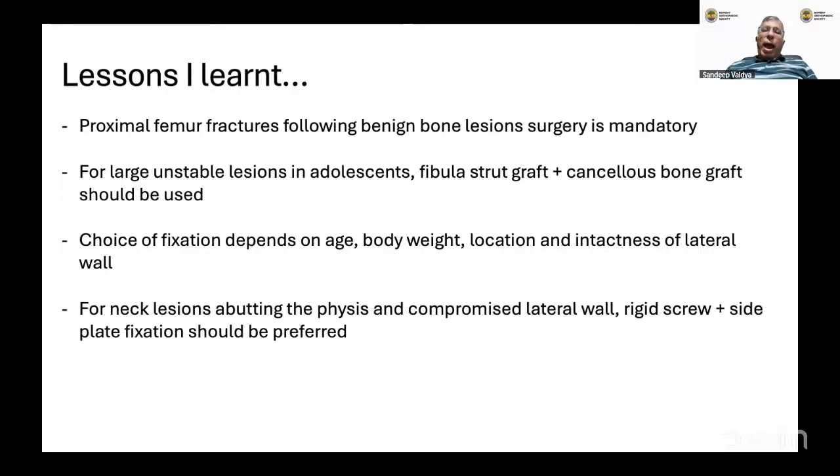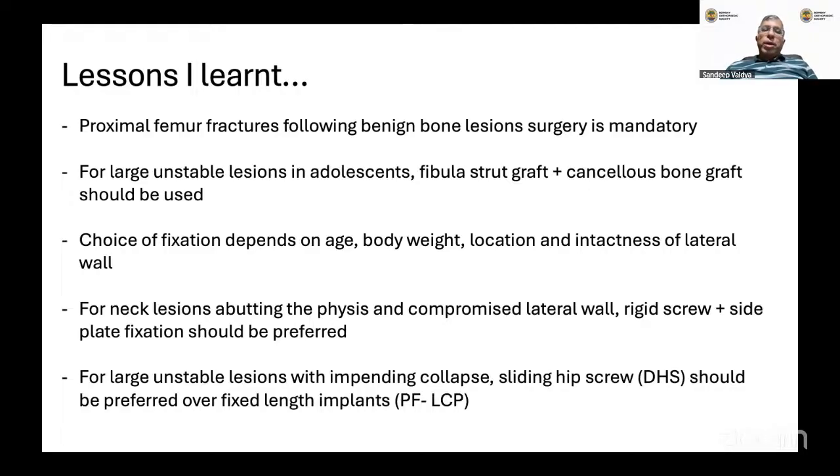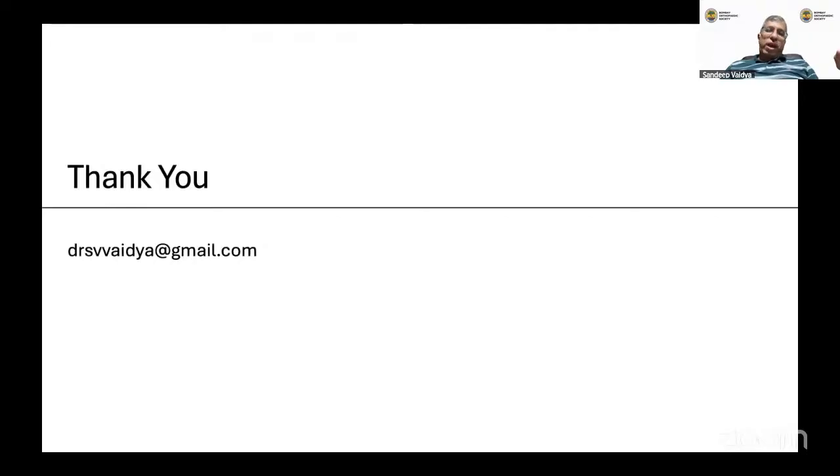For neck lesions abutting the physis and with a compromised lateral wall, rigid screw plus side plate fixation should be preferred. And for large unstable lesions with impending collapse, probably a sliding hip screw should be preferred over fixed length implants like PF-LCP in order to facilitate some collapse at the fracture site.